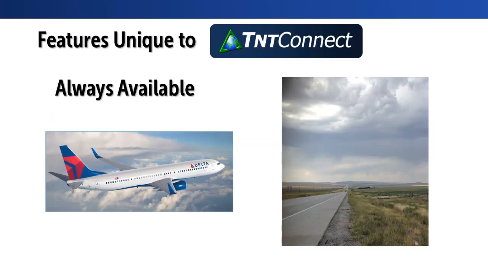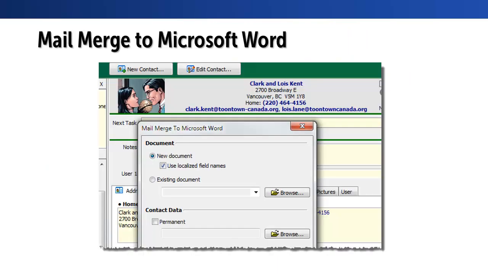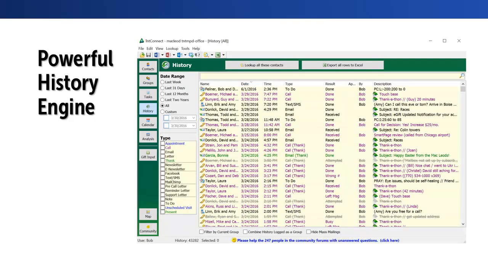Now, TNT, because it's more comprehensive, has more than 100 features that MPDX doesn't, but the key features that make it unique is that it's always available, which is obviously very helpful for people who travel a lot or have intermittent internet access. It's also substantially faster because it's an installed software. It has mail merge to Microsoft Word. It has a powerful history engine. You can record tasks in history in MPDX, but TNT can handle an unlimited amount of history and filter all of that history instantly with 6 different features. So it's just a very different design in terms of managing tasks in history.